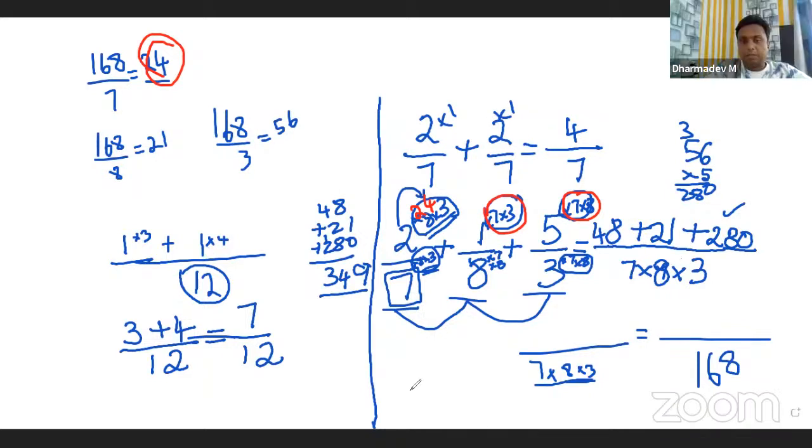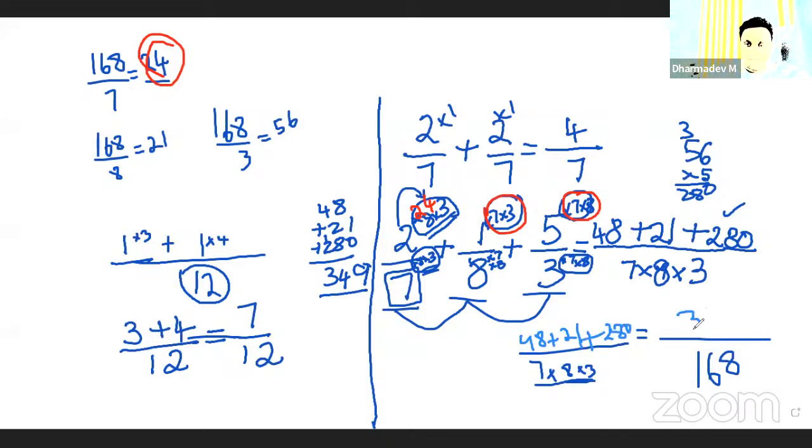Okay, so 48 plus 21 plus 280. So how much do you get? 349. Sorry, forty-eight plus 21 plus 280, where you have to multiply them, sorry, add them. So you get 349. So can you simplify this by either the 7th table or the 6th table or something?